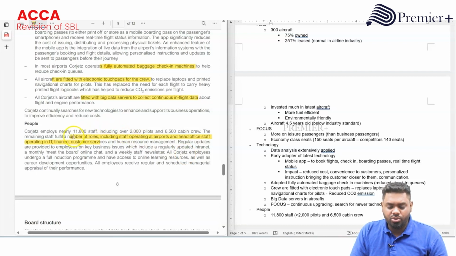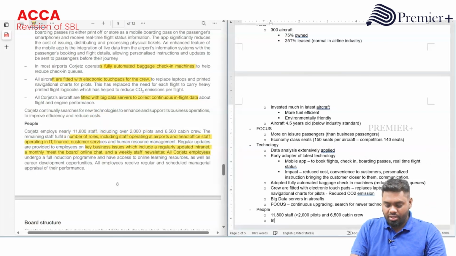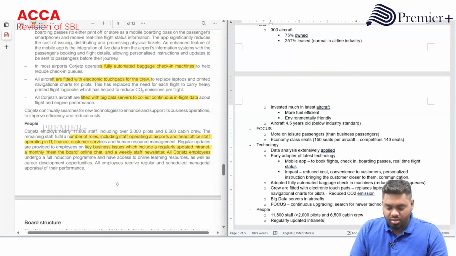Regular updates are provided to employees on key business issues, which include a regularly updated intranet. So they have a regularly updated intranet. Okay, this helps solve business issues.